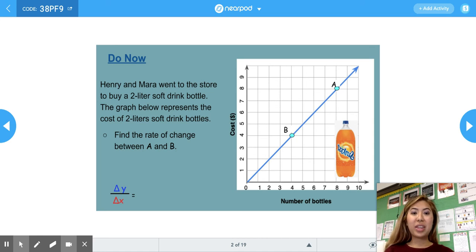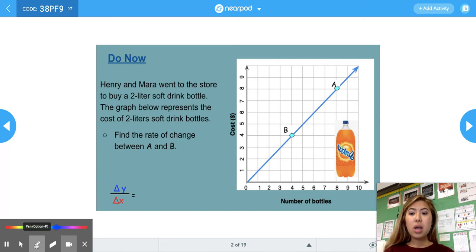Welcome to today's math lesson on finding the rate of change or the slope from graphs. We have, for this Do Now, Henry and Mara went to the store to buy a 2-liter soft drink bottle. The graph below represents the cost of 2-liter soft drink bottles. Find the rate of change between A and B.